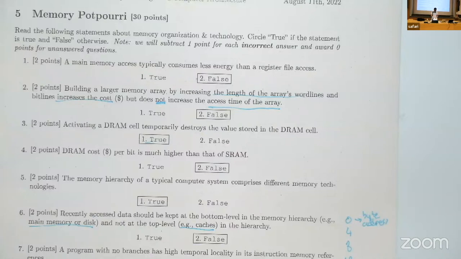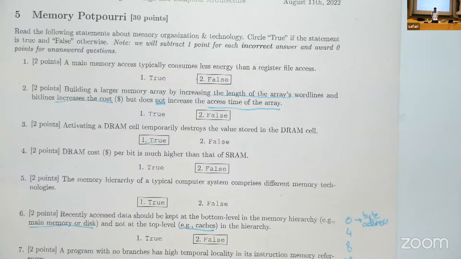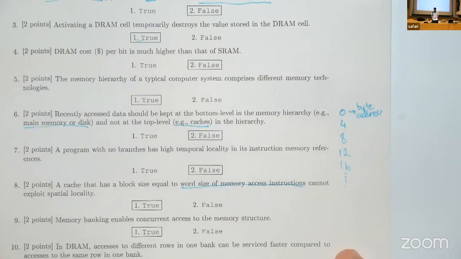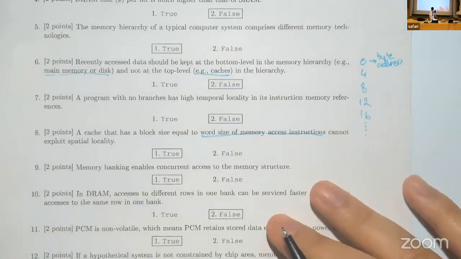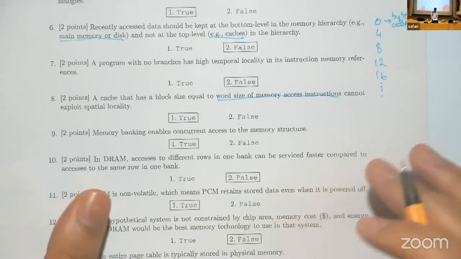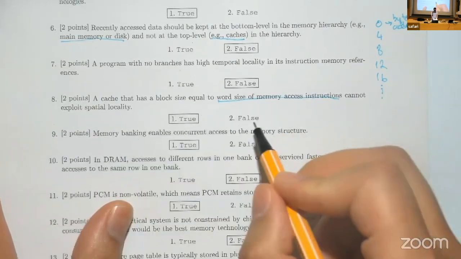And then the next one is: a cache that has a block size equal to the word size of memory access instructions cannot exploit spatial locality.